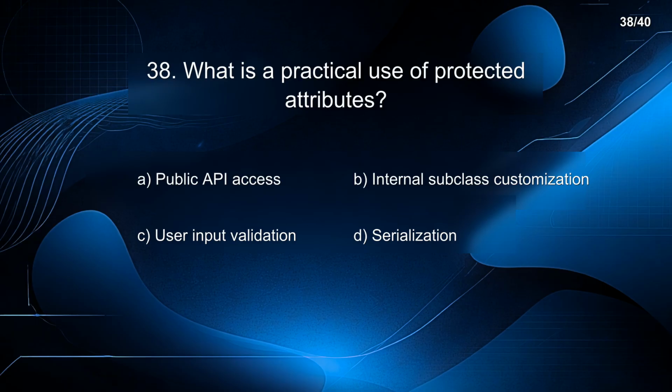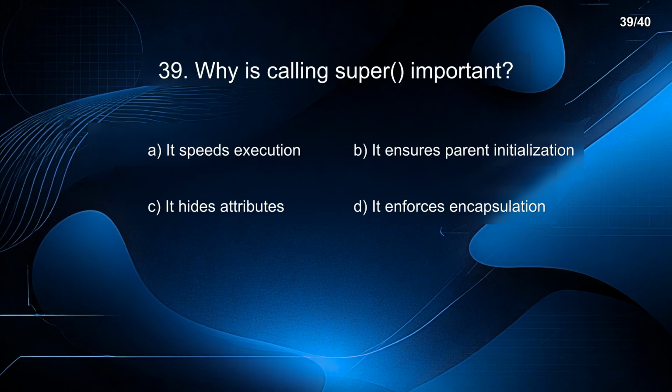Correct answer is B. Internal subclass customization. 39th question. Why is calling super() important? A. It speeds execution. B. It ensures parent initialization. C. It hides attributes. D. It enforces encapsulation.